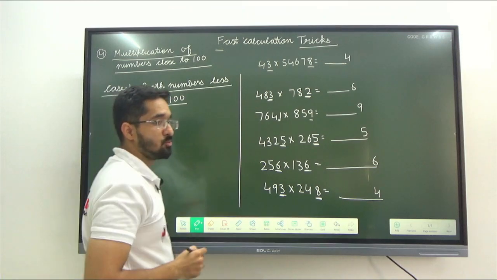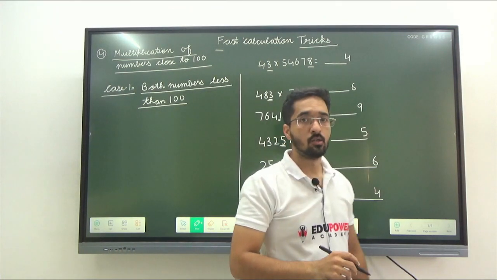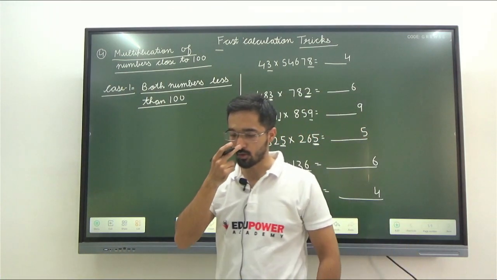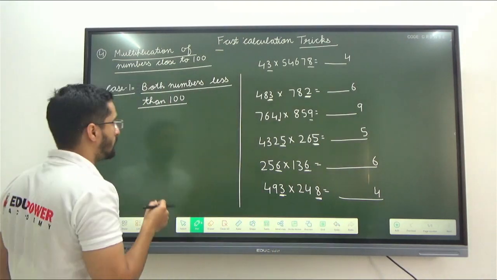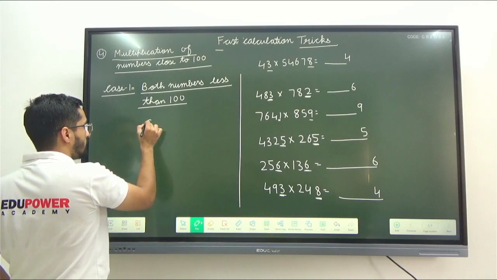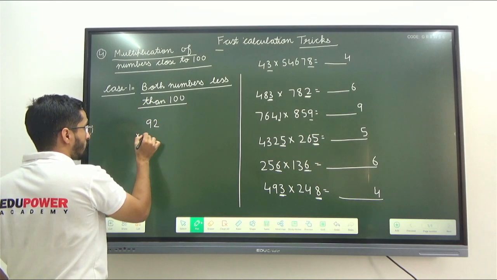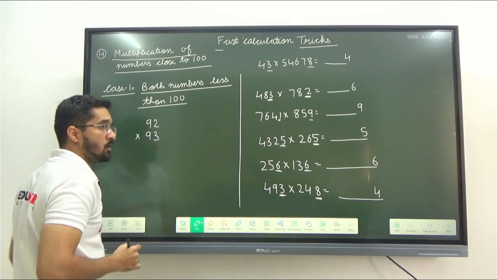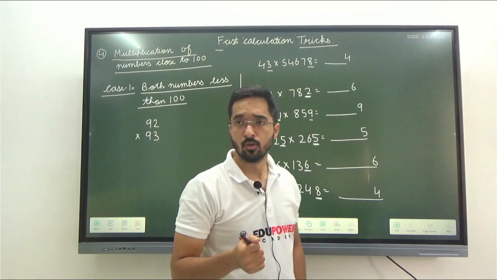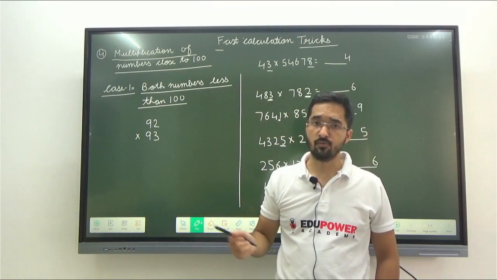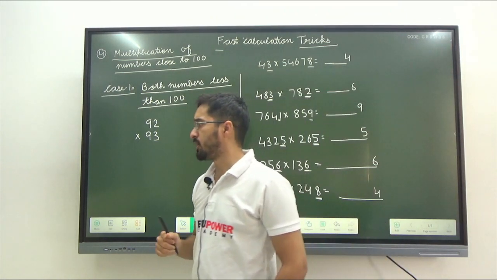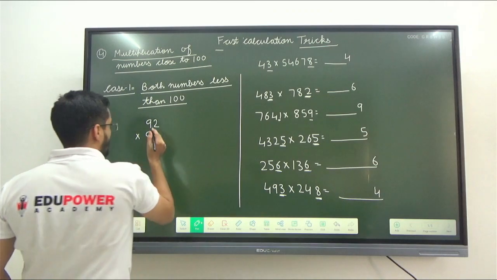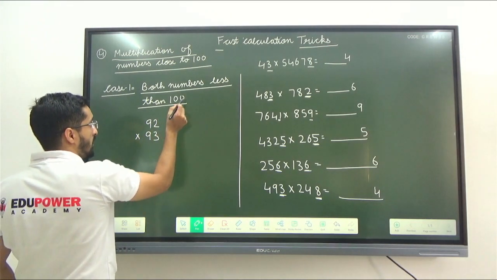So, this trick has to be used when both the numbers are less than 100. For example, suppose we have to multiply 92 into 93. I am going to tell you, it will not take more than 10 seconds with this trick if you learn it well. This is the fast calculation trick.